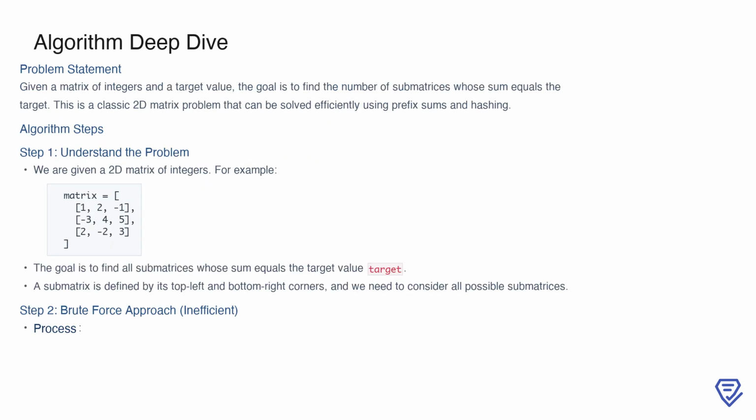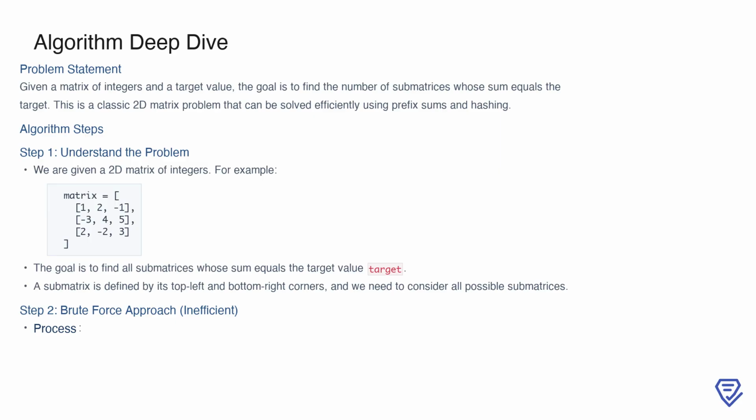To solve this problem, we need to determine how many submatrices in a given 2D matrix sum up to a specified target value. For example, consider the matrix shown here. A submatrix is any rectangular portion of the matrix defined by its top left and bottom right corners, and our task is to evaluate all possible submatrices within this matrix to check if their sum equals the target.